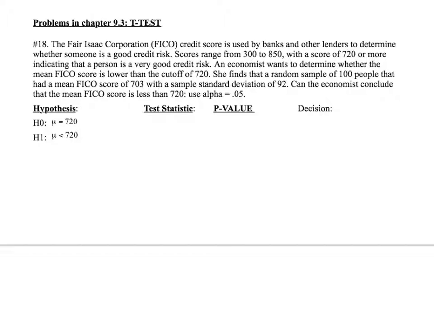So we get some preliminary information. One is we know that x bar is equal to 703 and sx is equal to 92. And we know that alpha is equal to 0.05. And finally, n is equal to 100. So we need these pieces of information along with mu naught to do our next step, which is the test statistic.